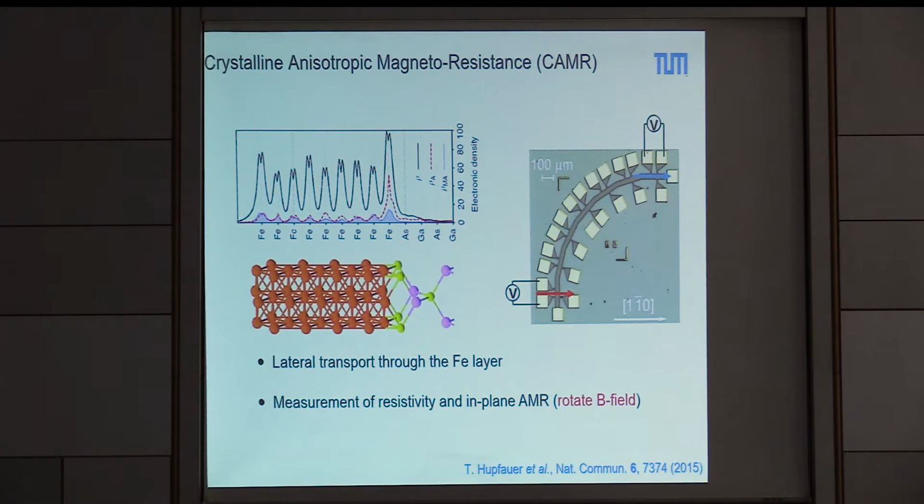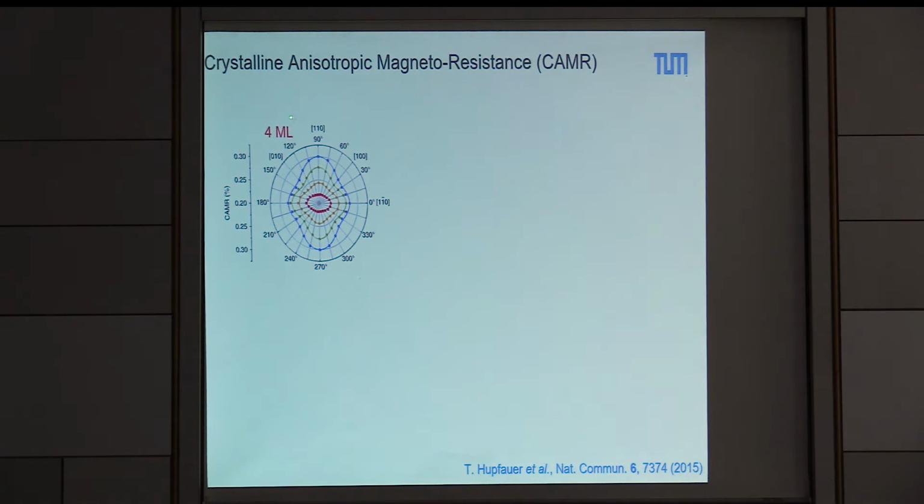All right, so then we do the AMR measurement. So we rotate the magnetic field. We do it for a different device here. We rotate the magnetic field. And then we can plot the AMR as a function of direction. And everything happens at this interface.